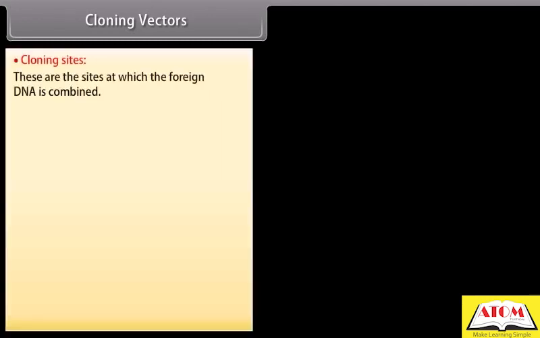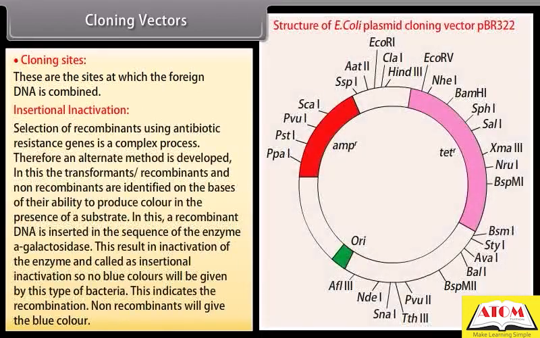Cloning sites. These are the sites at which the foreign DNA is combined. Insertional inactivation. Selection of recombinants using antibiotic resistance genes is a complex process. Therefore, an alternate method was developed. In this, the recombinants and non-recombinants are identified on the basis of their ability to produce color in the presence of a substrate. In this, a recombinant DNA is inserted in the sequence of the enzyme beta-galactosidase. This results in inactivation of the enzyme and is called insertional inactivation, so no blue color will be given by this type of bacteria. This indicates recombination. Non-recombinants will give the blue color.